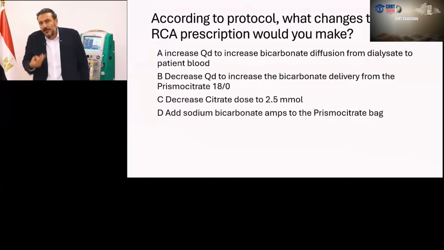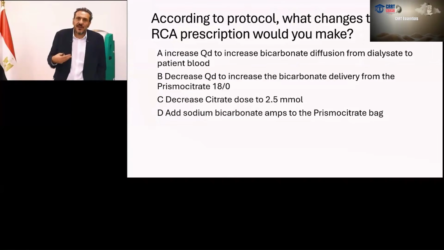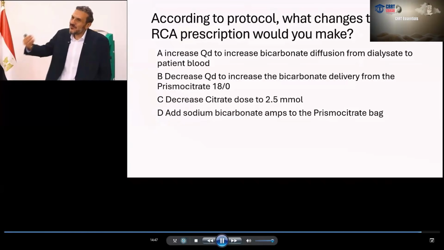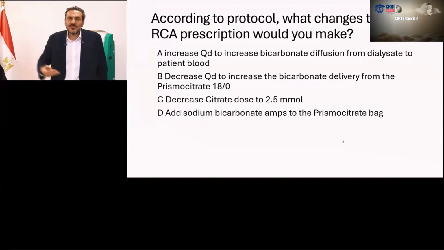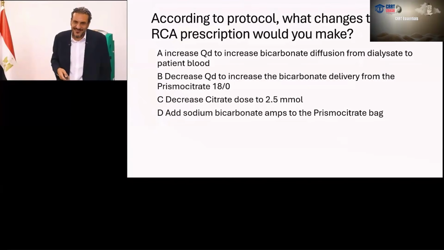D, add sodium bicarbonate ampoules to the plasmocitrate bag. Now, in some practices, doctors add sodium bicarbonate to the CRRT circuit. In some hospitals, this is considered common practice. But if you want to do that, don't add it to the pre, add it to the post, add it to the Foxilium. Why? Because if you add it to the pre, then it will be dialyzed. It will be removed from the filter. It will be removed in the dialysate. So D is not a correct answer.